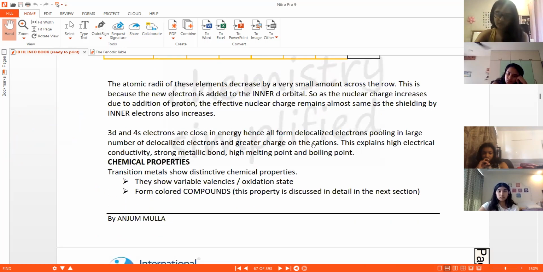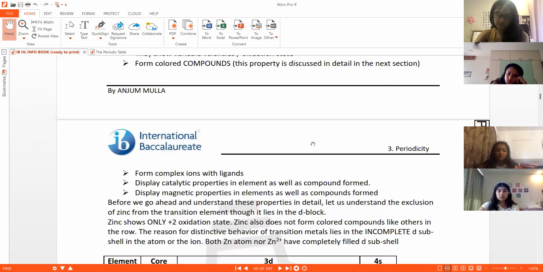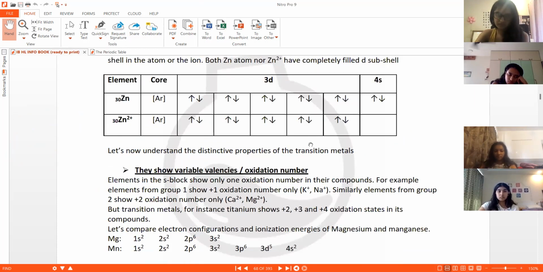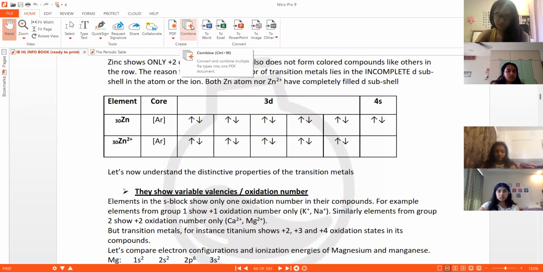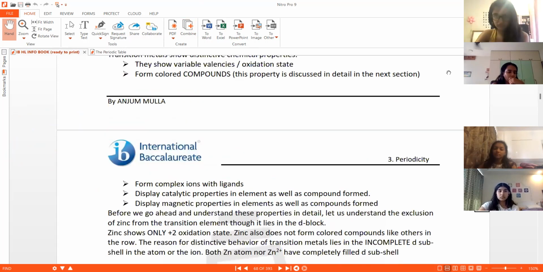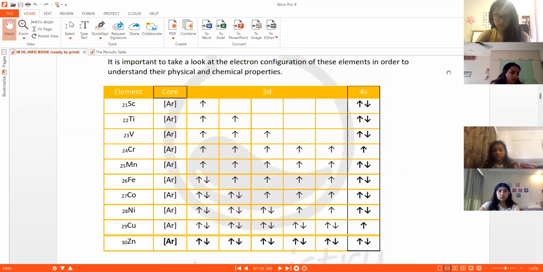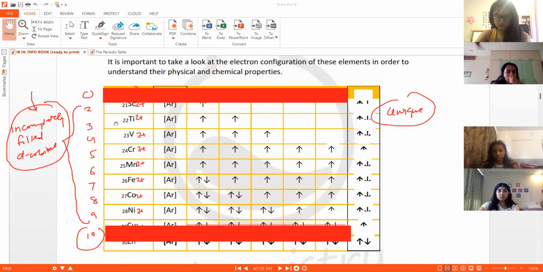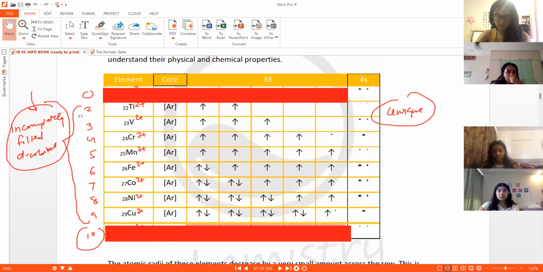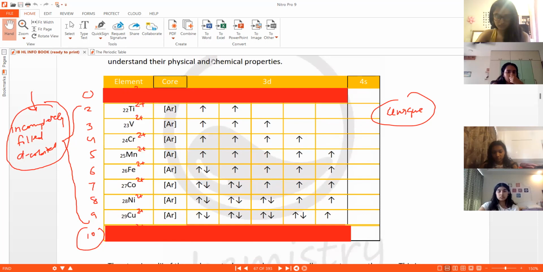The first chemical property that we'll be seeing is the... Now because of this, if you see that zinc, which has the full d block, is not considered as a transition metal.